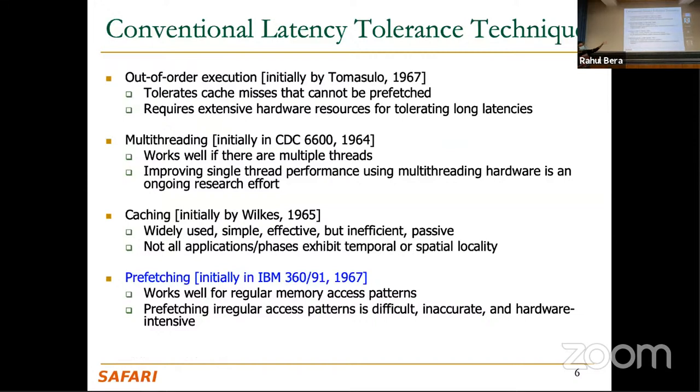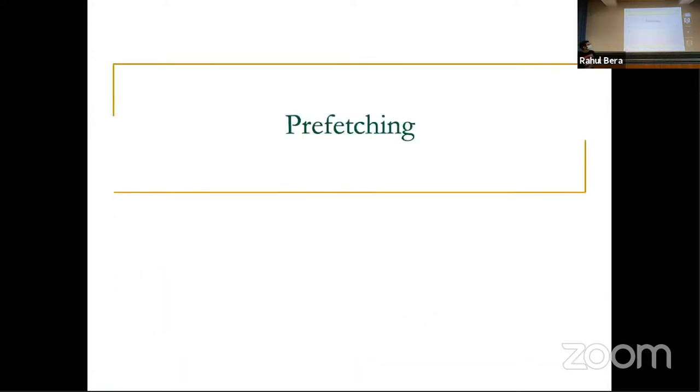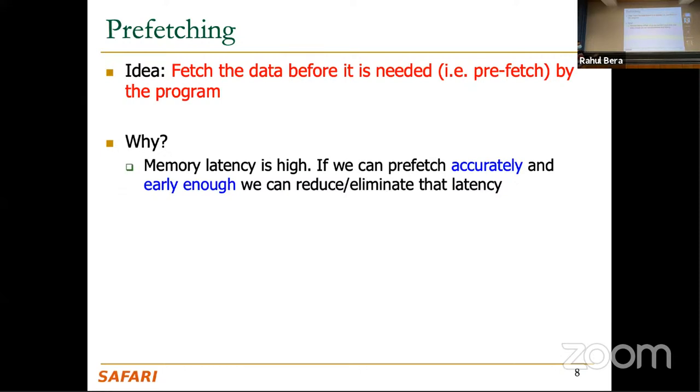These are the four horsemen that we architects have developed over the years, the conventional latency tolerance techniques: out-of-order execution, multi-threading, caching, and prefetching. In this lecture, we are just focusing on prefetching to be exact. So what is prefetching? The key idea behind prefetching is to fetch the data before it is needed by the program. Hence the name prefetching, right?